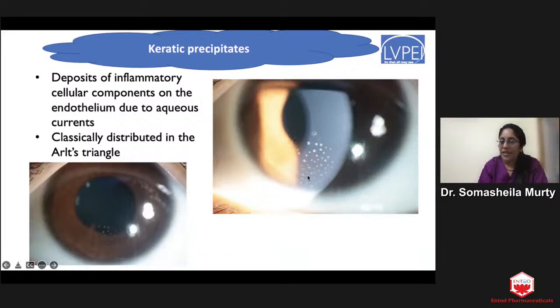And all these inflammatory elements are there in the aqueous, which is a modified aqueous. And as the currents are going, it's literally like these cells, which are heavy, just keep getting thrown onto the cornea. And so they form these keratic precipitates, mainly in the inferior part because they're heavy due to gravity. And this particular picture shows you large keratic precipitates in two such cases.